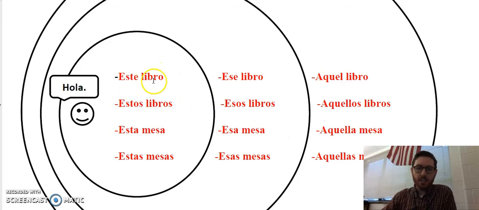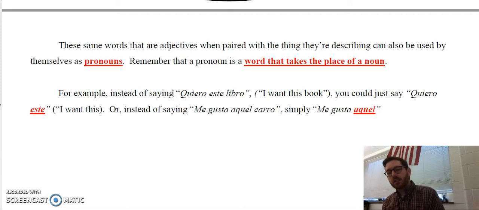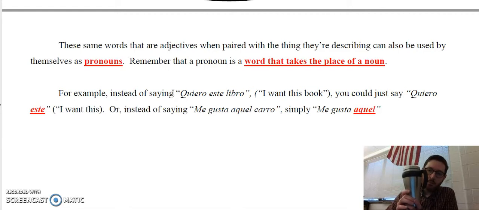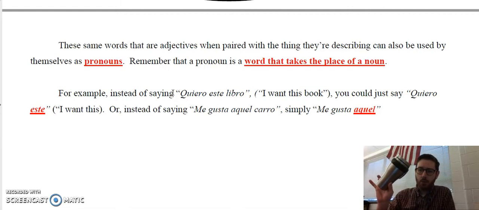Now finally, these are all adjectives in the sense that you see the noun that they're describing. So for example, este libro: este is an adjective, this, describing the libro, the book. We see both of those things in the phrase there. But those same words can be used as pronouns by themselves. So it says here, these same words that are adjectives when paired with the thing they're describing can also be used by themselves as pronouns. Remember that a pronoun is a word that takes the place of a noun. So for example, I could talk about this coffee cup, but if we already know that I'm talking about a coffee cup, I could say just, hey, I spilled this, without referring to it as a coffee cup.